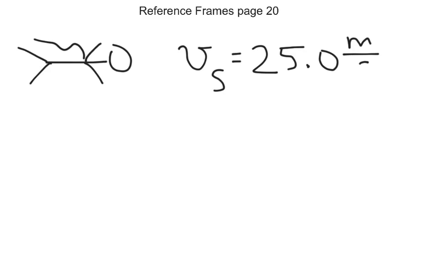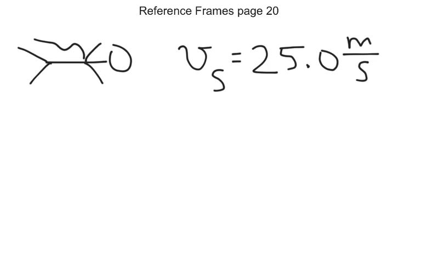Okay, frames of reference or reference frames. Any measurement of position, distance, or speed must be made with respect to a reference frame or frame of reference. For example, let's say we have Superman flying along at a speed of 25.0 meters per second relative to the ground.